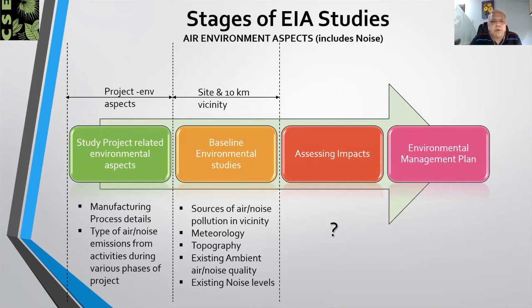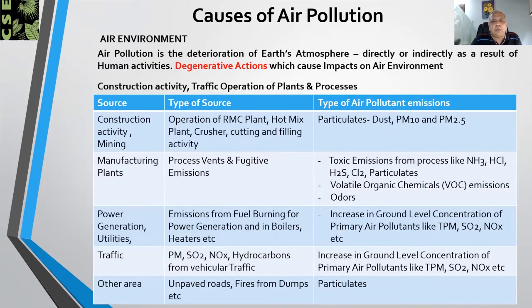Now, looking at the air environment aspects, the aspects which we cover during project related studies are the details of the manufacturing process, and the types of air and noise emissions which are likely during various phases of the project. During baseline studies, we cover various aspects like sources of air and noise pollution in the vicinity of the project, the meteorology in that area, topography of that area, existing ambient air and ambient noise quality, and based on this, we now have to go about assessing the impacts from air and noise pollution.